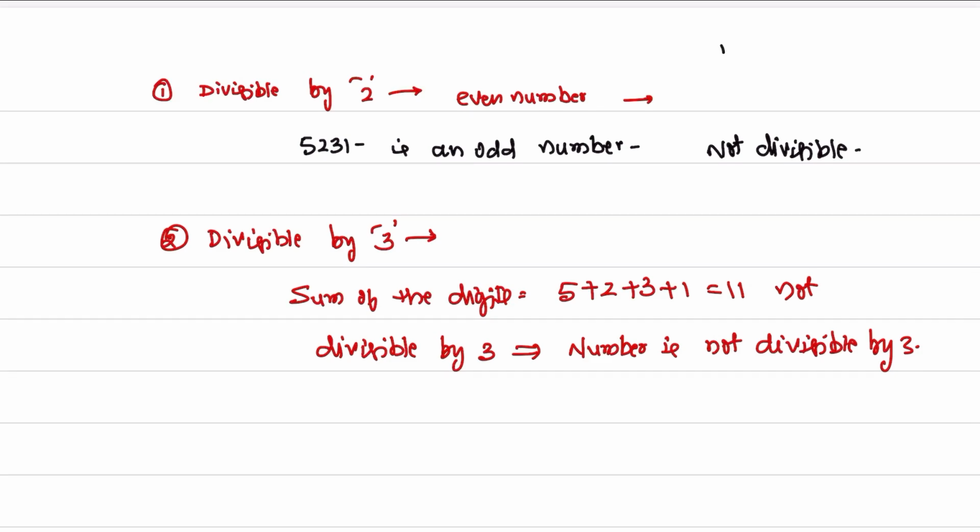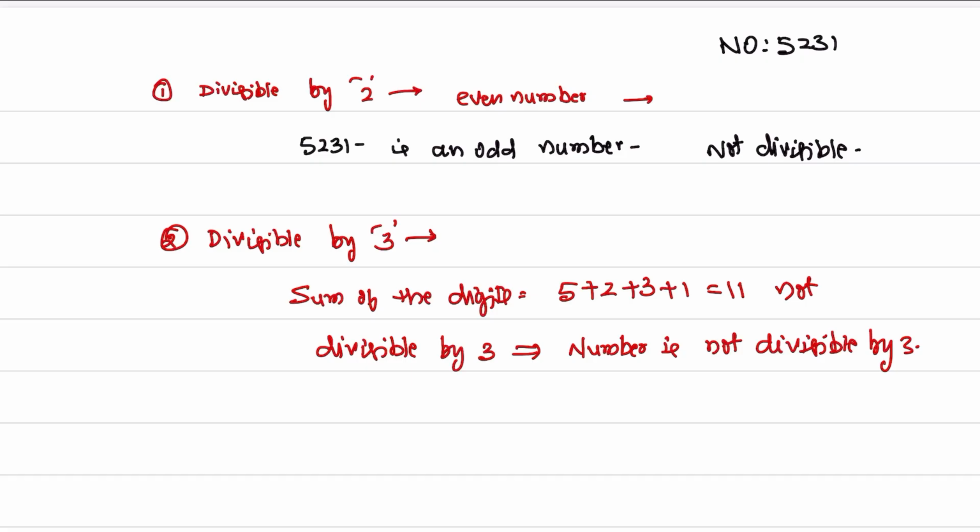Here our number is 5231. For it to be divisible by 2, it should be an even number. Divisible by 3 means the sum of the digits should be divisible by 3. It's not divisible by 3.